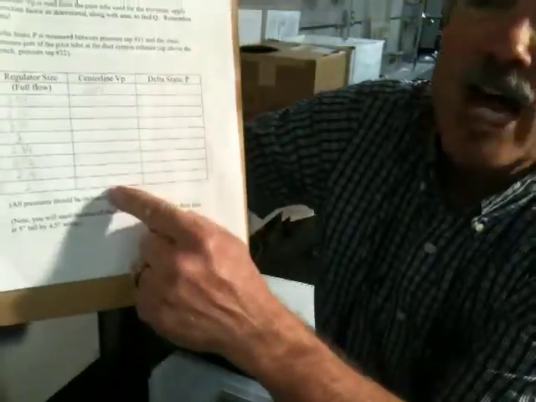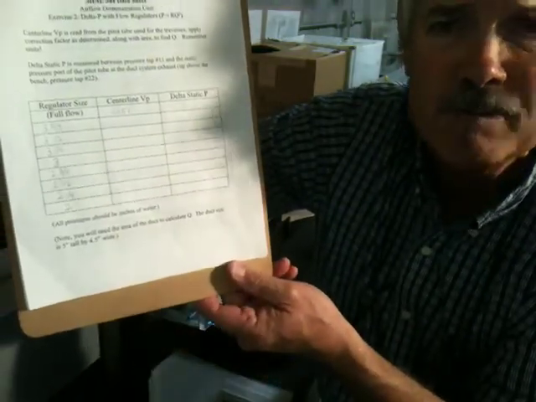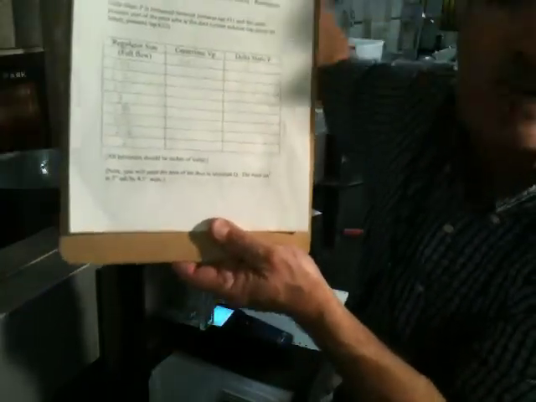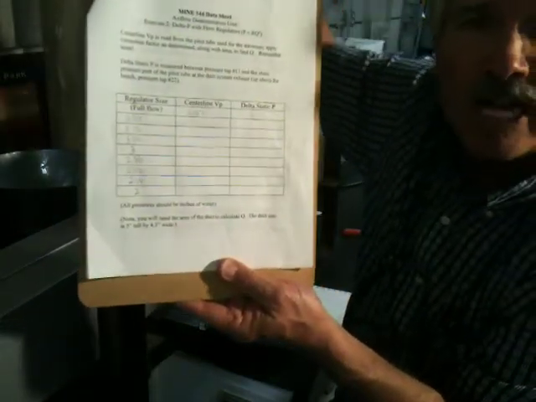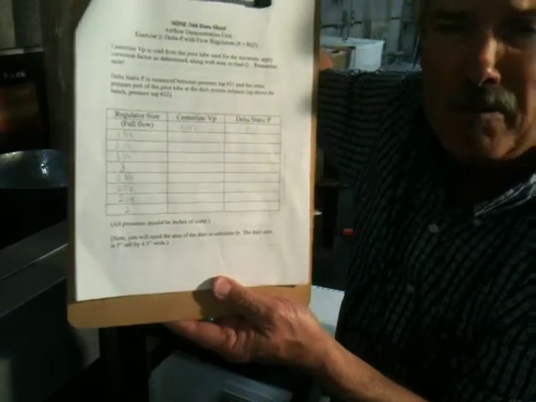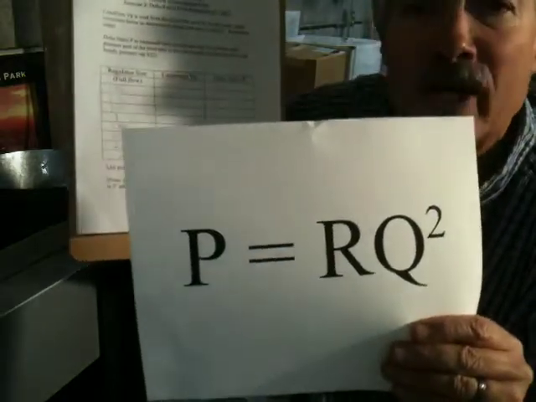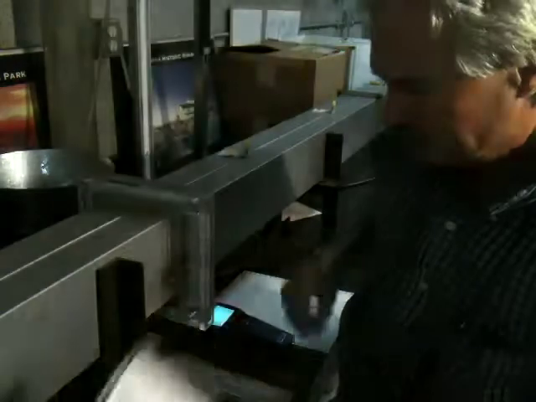Then we have the centerline velocity pressure, which we record up there. I'm not going to show that. I took a couple of readings already. And then we have the delta static pressure. So that's the pressure differential that I just showed you going from this pressure tap up to the discharge. So that's going to be P in our relationship of P equals RQ squared. Okay? It's the change in static pressure as we go down the airway.